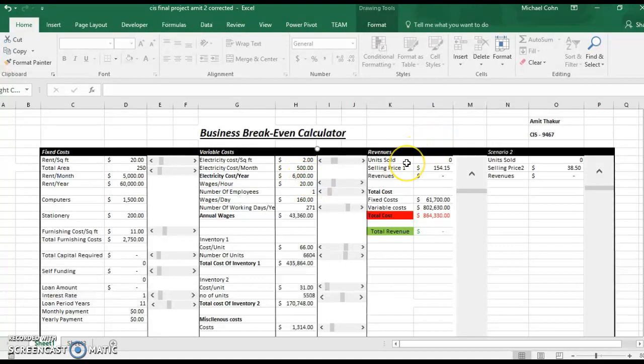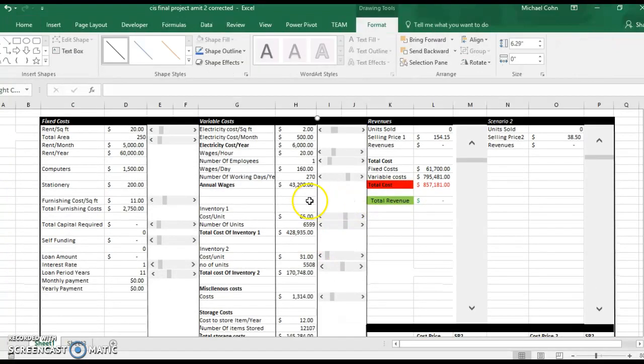You would also need to hire labor for the store. Currently, since it's a new store, I'm thinking that you'll require 1 employee to begin with. Maybe later on you might require 2, but currently it's 1 employee with hourly wages of $20 an hour, which translates to $160 a day. And let's assume that we have roughly 270 working days in a year. So you have a total wages payment of $43,200 a year.